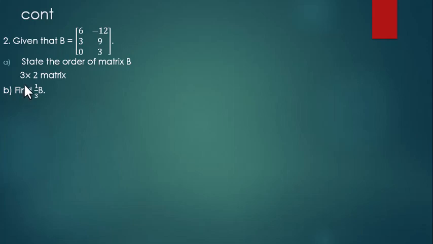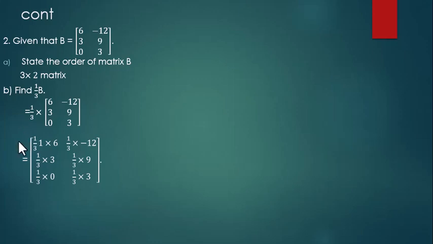find 1 over 3 multiplied by B. So this is a scalar matrix. So we're going to multiply our 1 over 3 by our matrix B in this particular case. Okay, so when we multiply 1 over 3 by 6, 1 over 3 by negative 12, so here 3 into 6 is 2, so we are going to have 2 here.